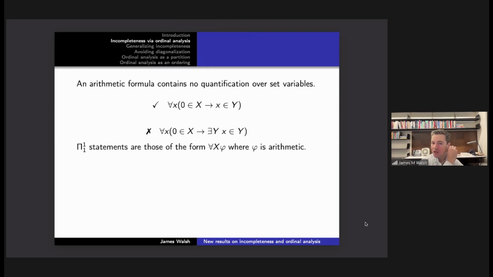And we're going to be interested in the following complexity classes, Π¹₁ and Σ¹₁. The Π¹₁ statements are of the form for every set X φ, where the matrix φ is arithmetic. So the 1 in the superscript here indicates that we are quantifying not just over numbers, but over sets of numbers. So Π¹₁ statements have a universal set quantifier followed by an arithmetic matrix. Σ¹₁ statements have an existential set quantifier followed by an arithmetic matrix. This is the dual notion: for some set X φ.